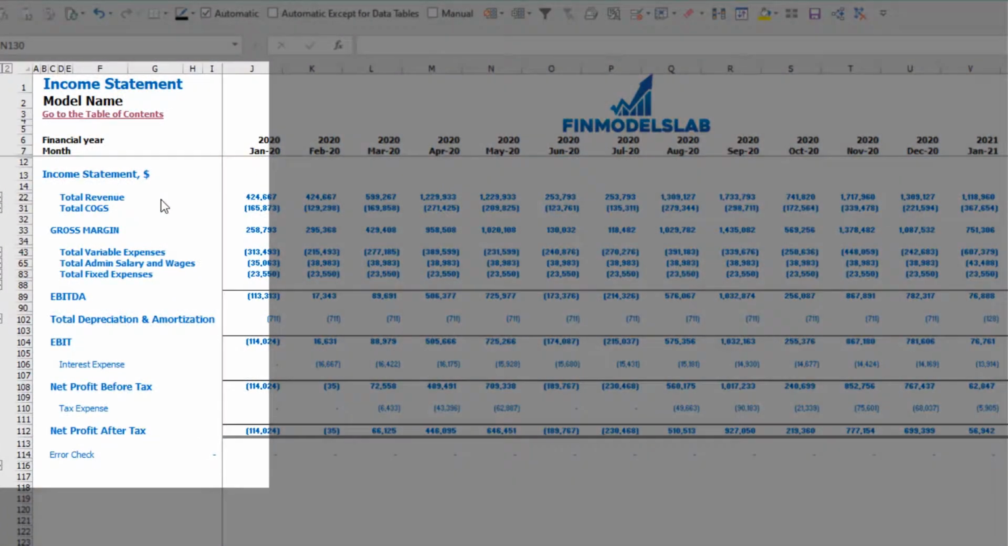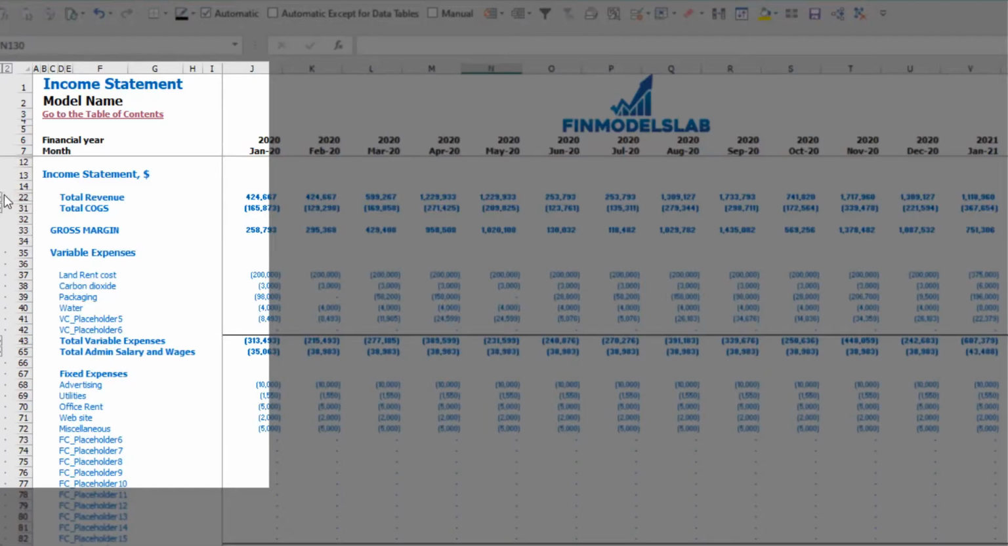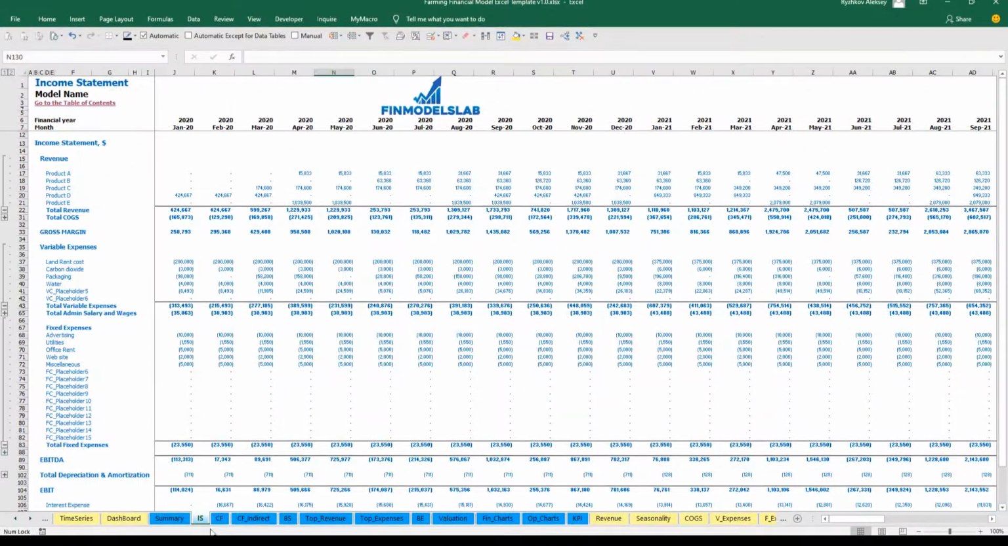On the Income Statement tab, you may see the main components of your profit and loss, which is total revenue, total cost of goods sold, gross margin, total variable expenses, total admin salaries and wages, total fixed expenses, EBITDA, depreciation and amortization, EBIT, interest expense, net profit before tax, your corporate tax, and as a result, net profit after tax. Please note that each category has its own subcategories, so you may click on this plus button and see the detalization, for example, for fixed expenses, or for variable expenses, or for the revenue.